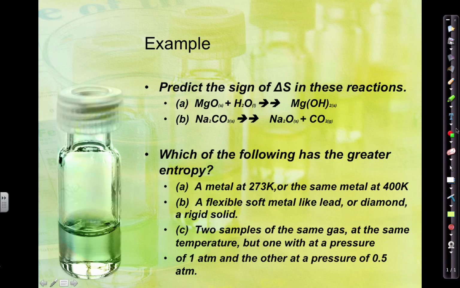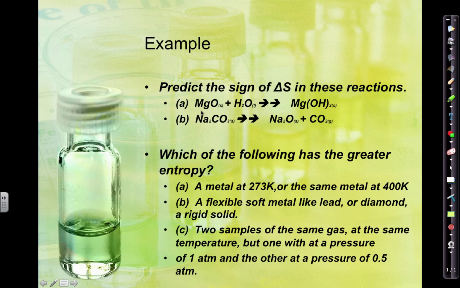All right, so let's look at some examples. We're going to predict the sign of delta S in these reactions. Remember, delta S is disorder. If it's positive, there's more disorder. If it's negative, there's more order. So let's look at the reaction we have here.